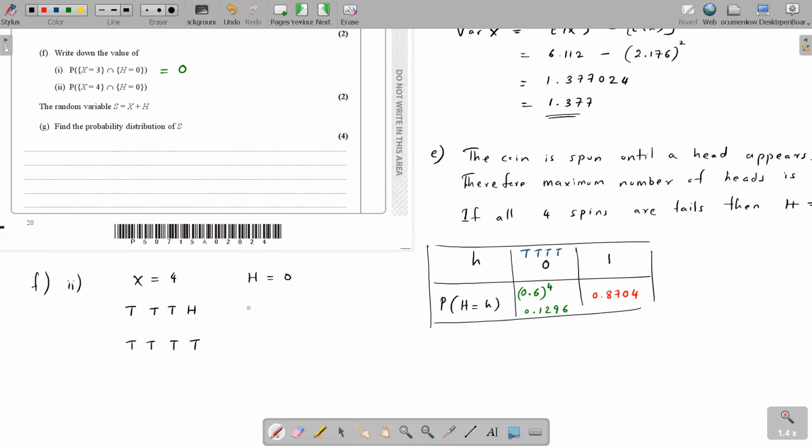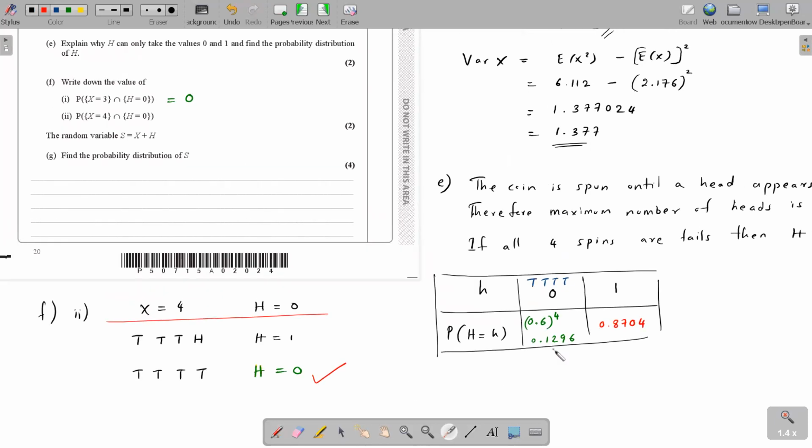So in this part, your h is 1. In this part, your h is 1. In this part, your h is 0. So which part do we want? We want x to be 4 and h to be 0. So this part is correct, right? The last one, so 4 tails. You get 4 tails, so get the probability of getting 4 tails.